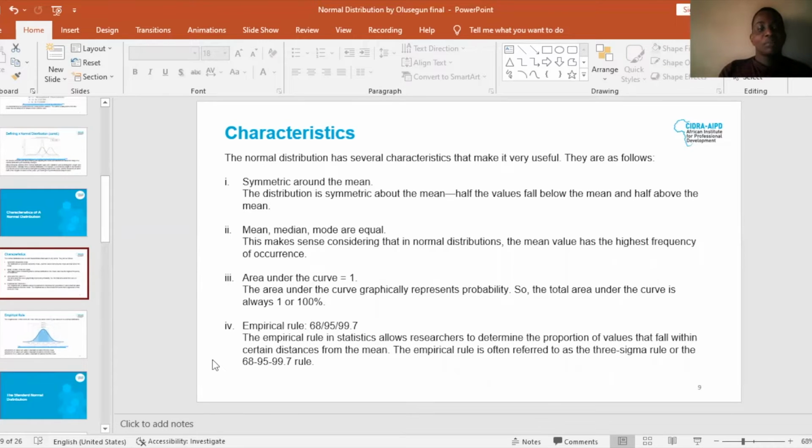And then it follows the empirical rule, which we call the 68, 95, 99.7 rule. You will get the hang of those values. The empirical rule in statistics allows researchers to determine the proportion of values that fall within certain distances from the mean. The empirical rule is often referred to as the 3 sigma rule, or the 68, 95, 99.7 rule. Let's try to get a better understanding of these rules in the next slide.